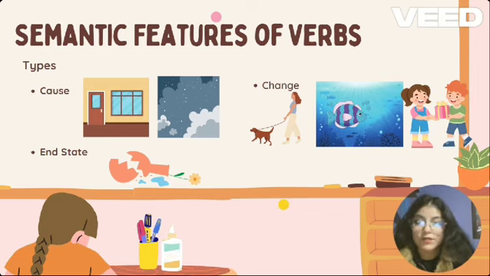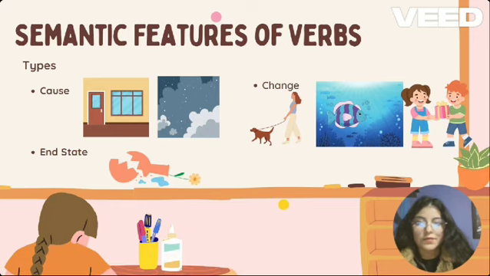In the second, we have change. Verbs like walk, run, swim, throw, fly, give, and buy. These indicate a change in location or position. For example, she walks the dog every morning, the fish swims in the ocean, and he gave her a gift.